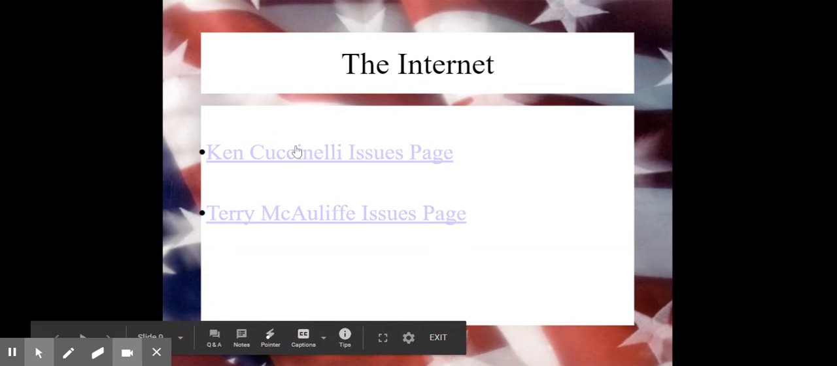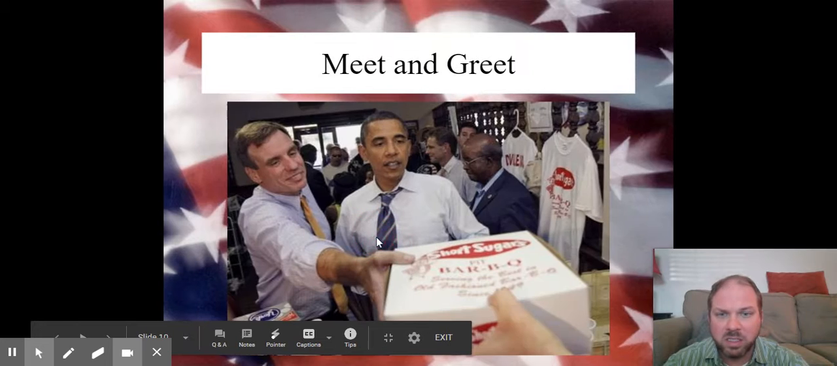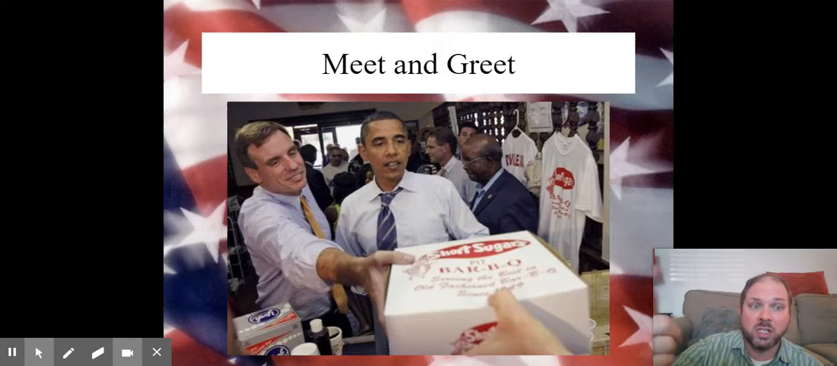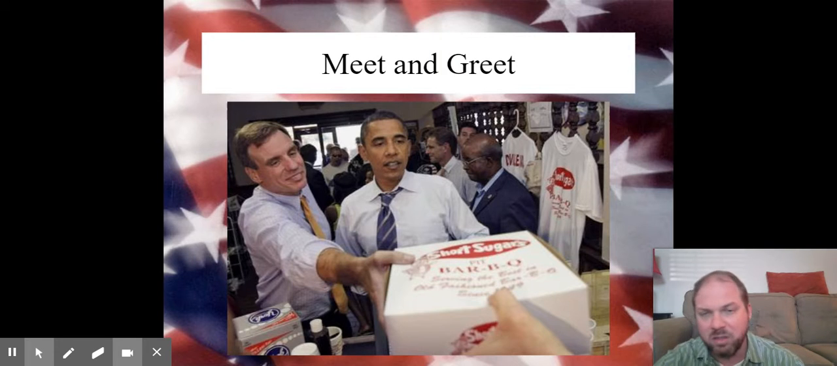Okay. All right. Next, candidates will hold campaign rallies and meet and greets. This was actually Barack Obama and Mark Warner at Short Sugars in Danville. I used to go to this barbecue shop all the time, but that is not my picture. I took it from a friend who was there that day. This is in the 2008 election, 4 years after I moved to Danville.